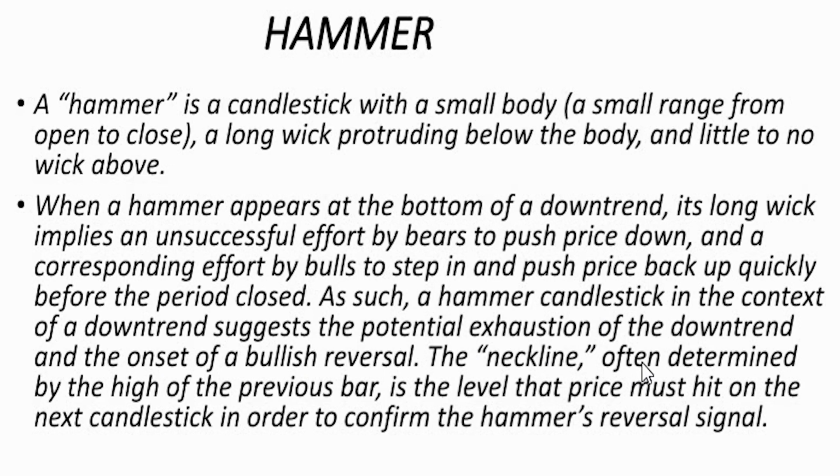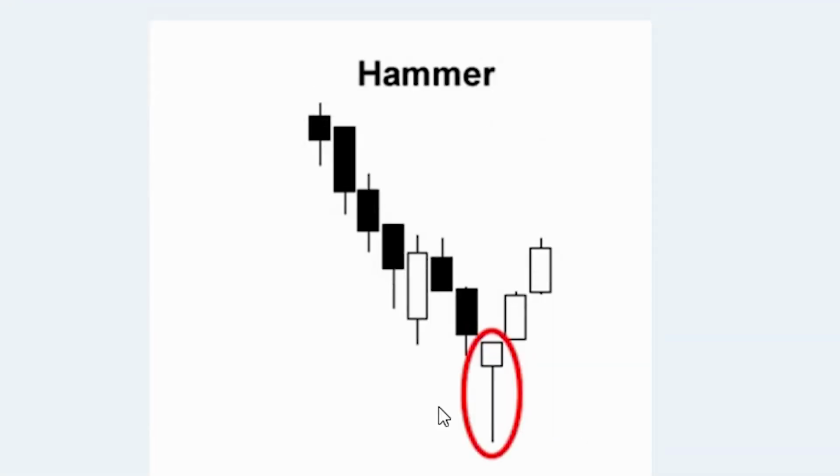The neckline, often determined by the high of the previous bar, is the level that price must hit on the next candlestick in order to confirm the hammer reversal signal. This is a hammer. So it appeared at the end of a downtrend. If you're to take the trade, most persons are always impatient. They take the close of this candle and initiate a buy, and sometimes this will reverse and go against you. So decide what you want to do before you initiate your buy.